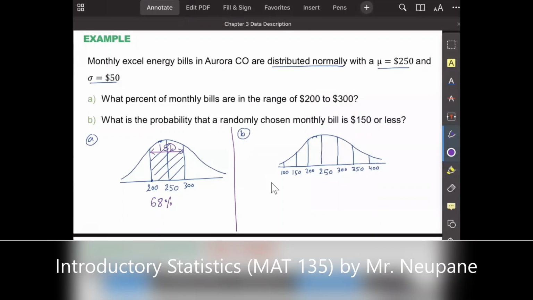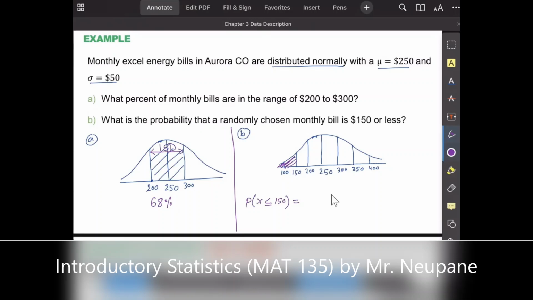This is a little bit challenging. See, we have to find the probability that the randomly chosen monthly bill is less than or equal to 150. Less than 150 means this one. We are just calculating this. That is the meaning. Can you see that? We just want to find this. What percent of the data is here, which is less than 150?